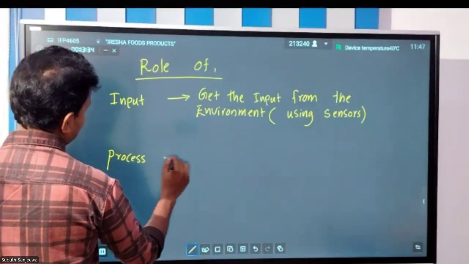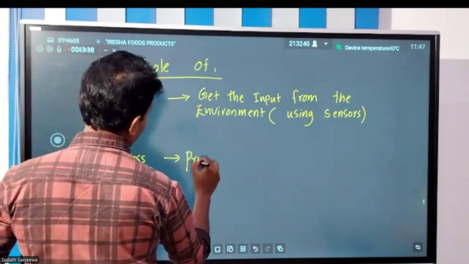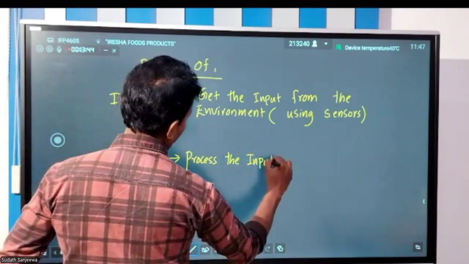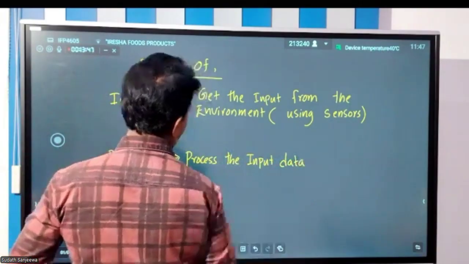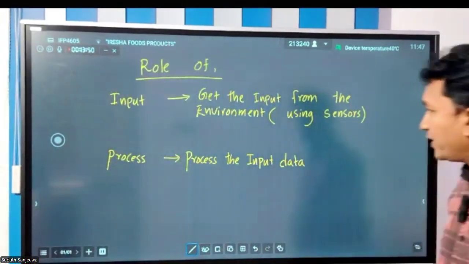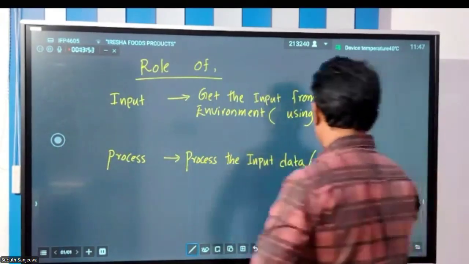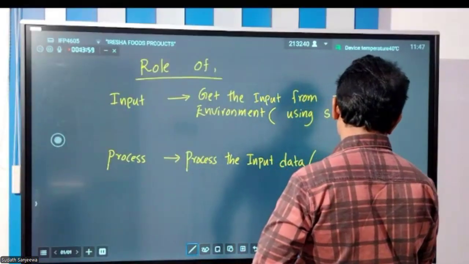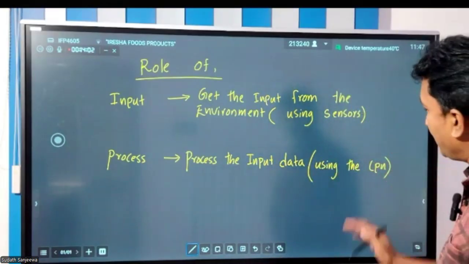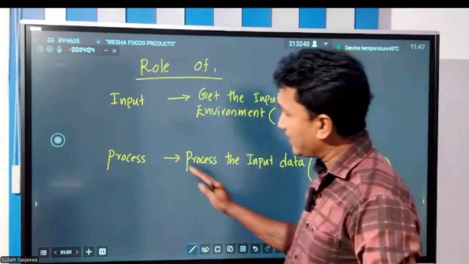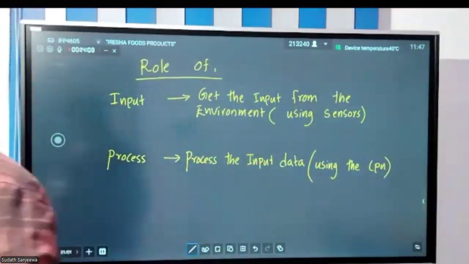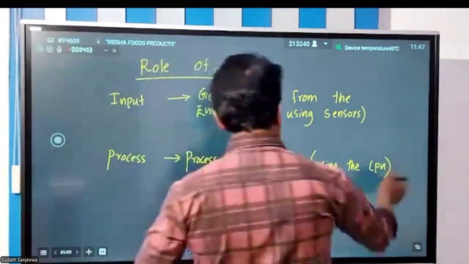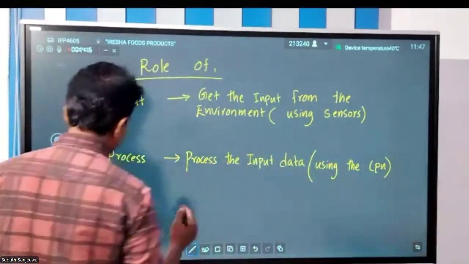Process the input data. How do we process? Using the CPU. There is a CPU in the microcontroller and it processes. That is the main role of the process: process the input data using the CPU. The CPU in the microcontroller processes the input data.